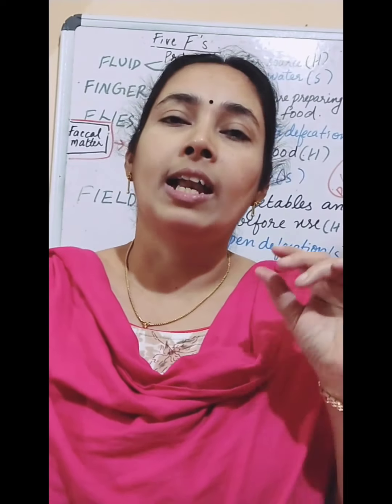So now we can look how we can maintain sanitation and hygiene, that is cleaning our environment, and how we can look after our personal cleanliness also. Okay, so for that there are 5 F's. So which are the 5 F's? One F is fluid. The next one is finger. Third is flies. Fourth is fields. And fifth one is floods. So these are the 5 F's.